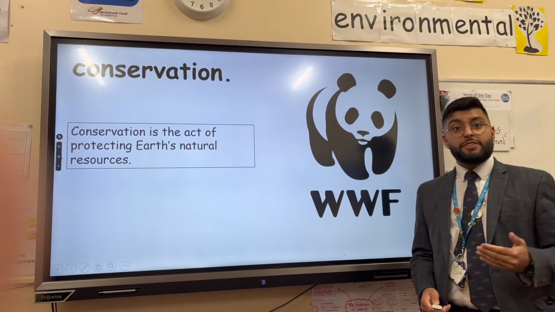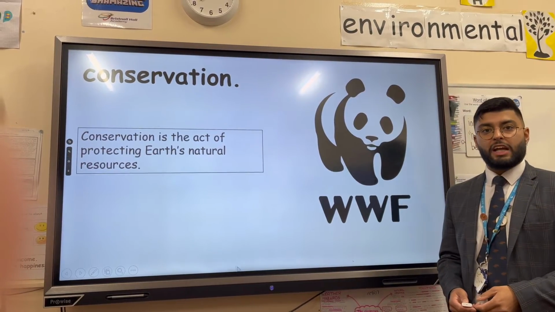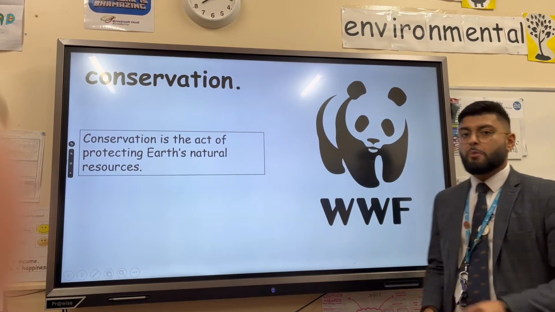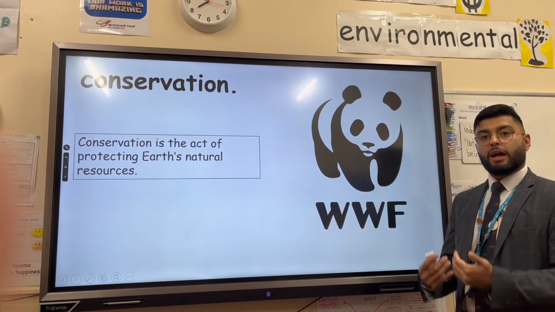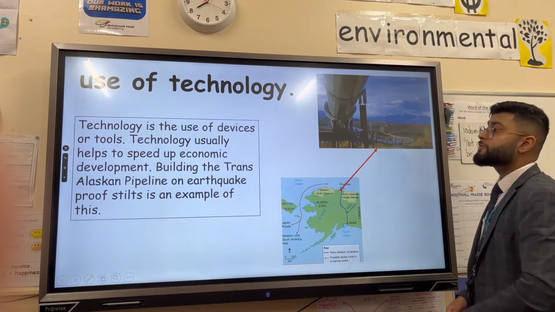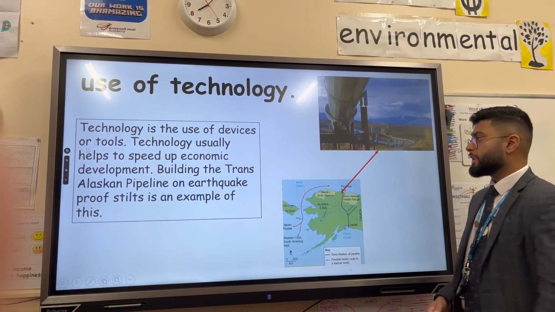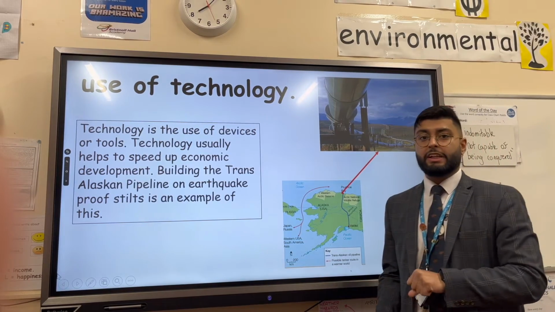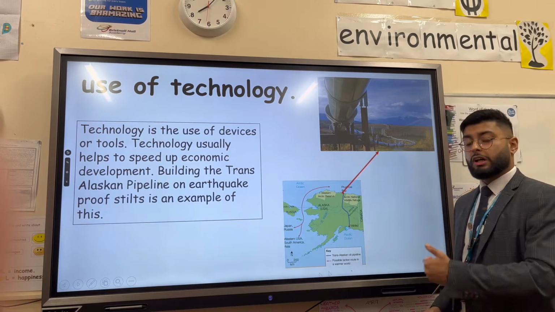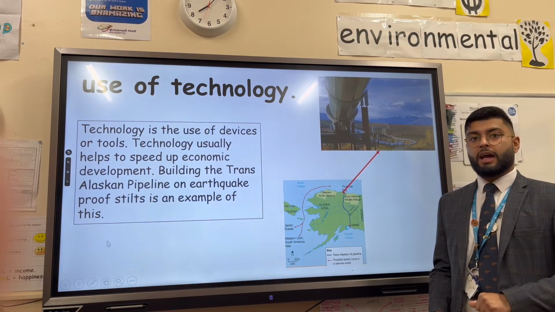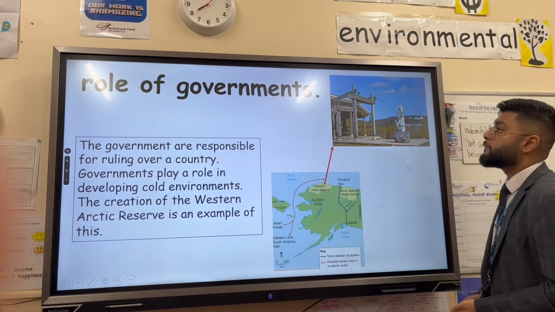Conservation. So conservation is the act of protecting or looking after Earth's natural resources, whether that be a giant panda, a polar bear, or the tropical rainforest. We need to conserve them, look after them, protect them. The use of technology. So when we're talking about the use of technology in cold environments, we're talking about using technology to conserve, that word that we just looked at, protect the cold environment, but also carry out economic development at the same time. Simply put, making money without damaging the environment.